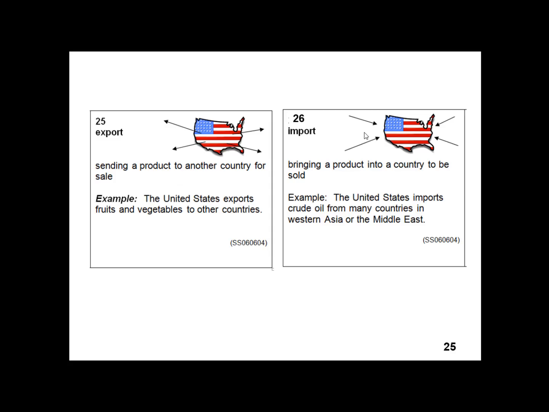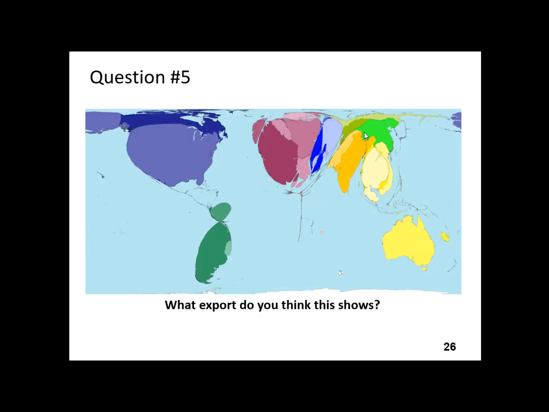So what we're talking about with trading partners are exports and imports. And this is a quick review from the last lesson. Exports are sending products to another country for sale. So we produce something here and we send it out for sale. And imports, we bring products into our country to be sold to consumers. Okay, so example of exports in the United States, maybe fruits and vegetables. Examples of imports to the United States would be oil. So that leads us to question number 5.